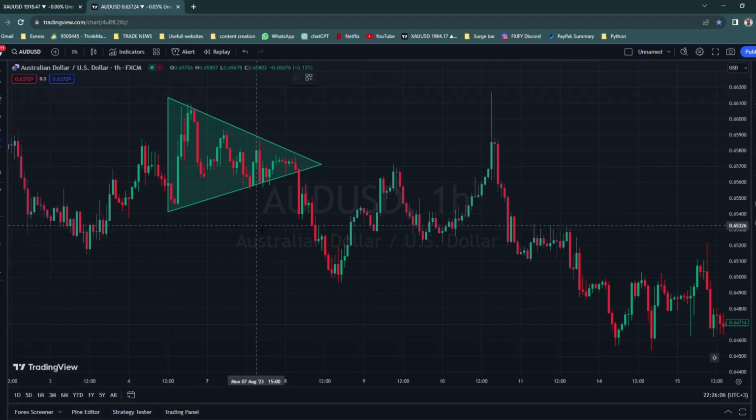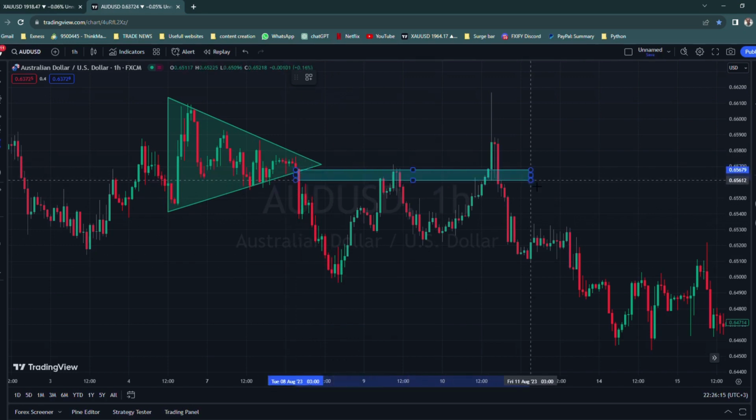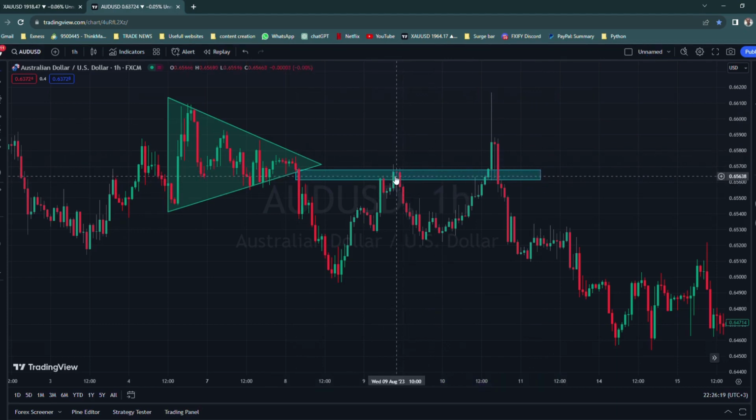So there was a symmetric triangle right there that broke to the downward side. Now if you look at where the price broke from and you mark something like a triangle or a rectangle or a line there, you'll see how price reacts when it comes back to this exact zone.